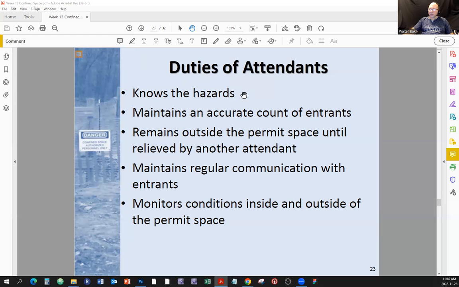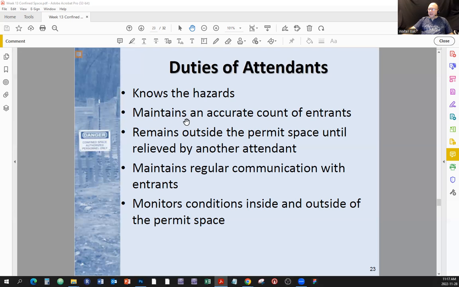What are hazards? Hazards are the dangers that can hurt you, right? Situations or equipment or whatever that can hurt you is a hazard. And how much of a hazard there is, whether it's a high risk or low risk of that happening, we assess that with the risks. But the person who's attending you is the person who doesn't go in with you. The person just stays outside of the confined space, and that person never goes in. Okay?